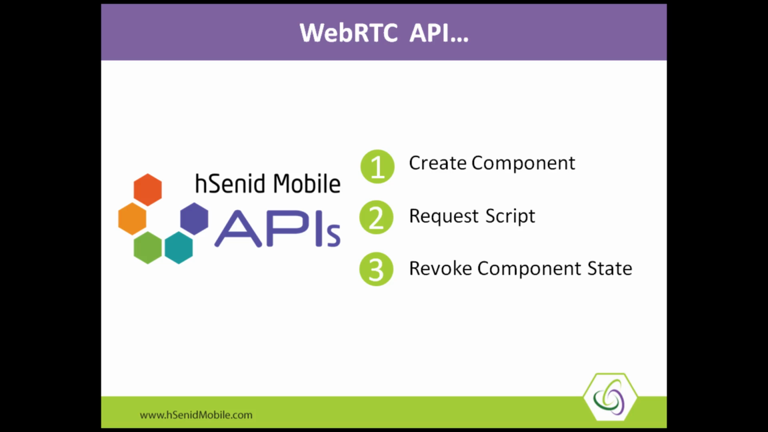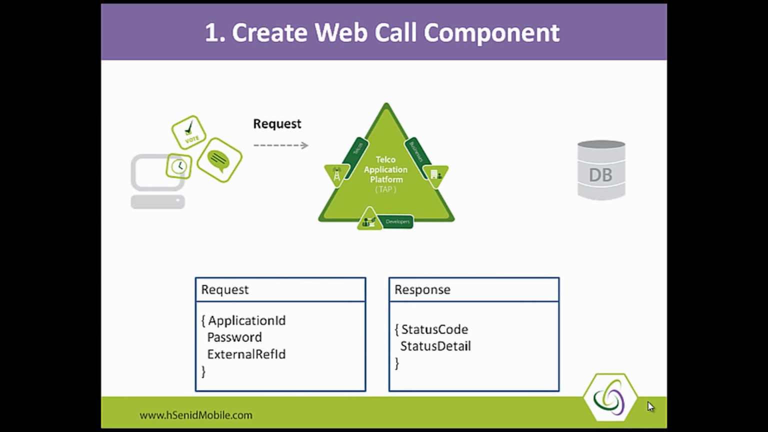Mainly our API consists of 3 API calls. The first one is the create component API call. With this API call, you can provision a mobile number to be used in a call button. The important thing to remember here is that the external reference ID parameter you provide here should be unique for your application, and you have to save it in your application for later reference by other API calls.